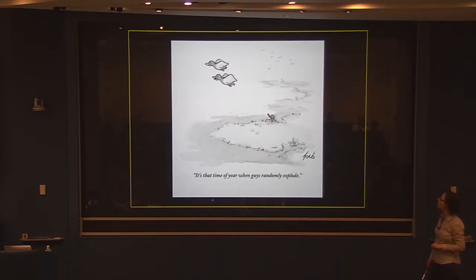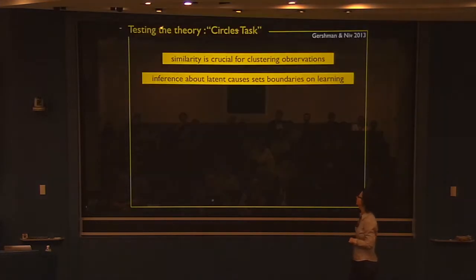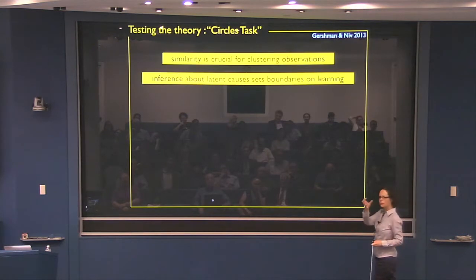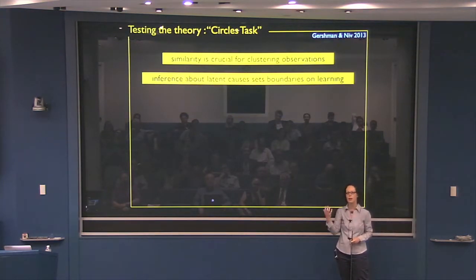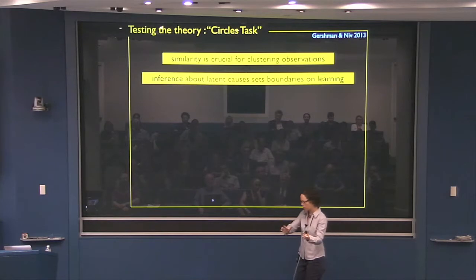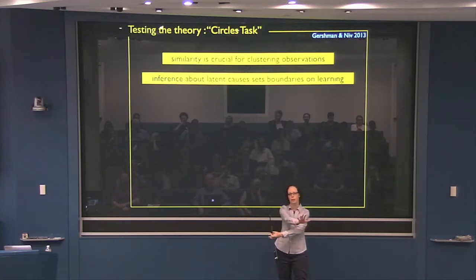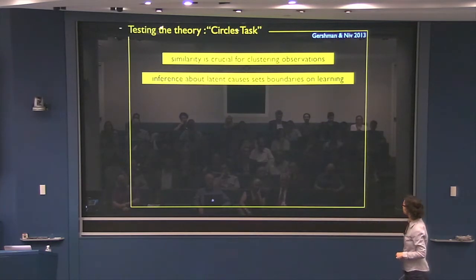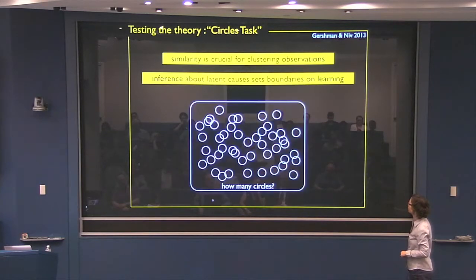So what I'm going to do next is show you a couple of experiments, well, 3 experiments, in which we try to test the qualitative aspects of this model. The first thing that we wanted to do is test the idea that animals cluster their observations into latent causes based on similarity, and that this kind of inference about latent causes sets the boundaries on learning, because once you start a new latent cause, you don't unlearn the old thing anymore. You learn about new things. And so we did an experiment in humans, our favorite kind of furry animals. And we showed them screens that looked like this.